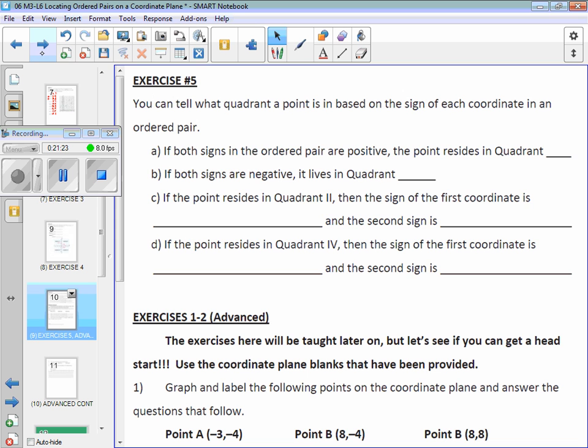All right, we kind of already did this too, but here it is in written form. Both signs of the ordered pair are positive. The point resides in, call it out. Both are negative. If the point resides in quadrant 2, the sign of the first coordinate is? Negative. And the second coordinate is? Positive. Quadrant 4, the sign of the first coordinate is? Second coordinate is?